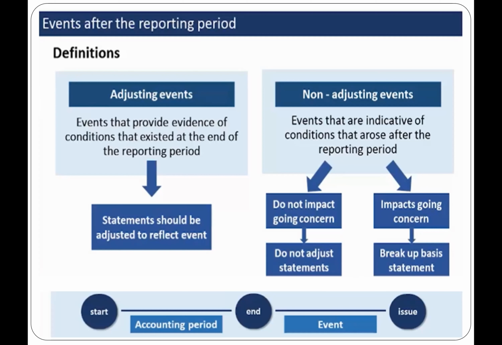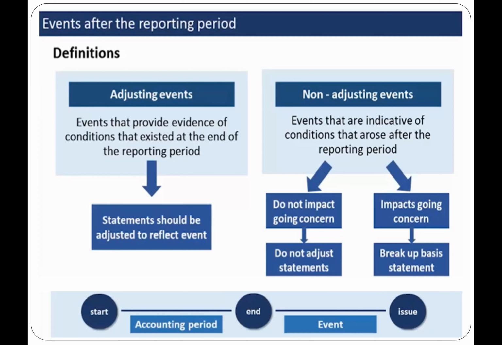So for example, if we've got one branch, if that branch catches fire and we don't have insurance, it means we may not even be able to continue operating because we don't have premises, we don't have stock, we don't have assets anymore, which means we are now preparing our financial statements on a breakup basis. So that's basically how we look at events after reporting period.